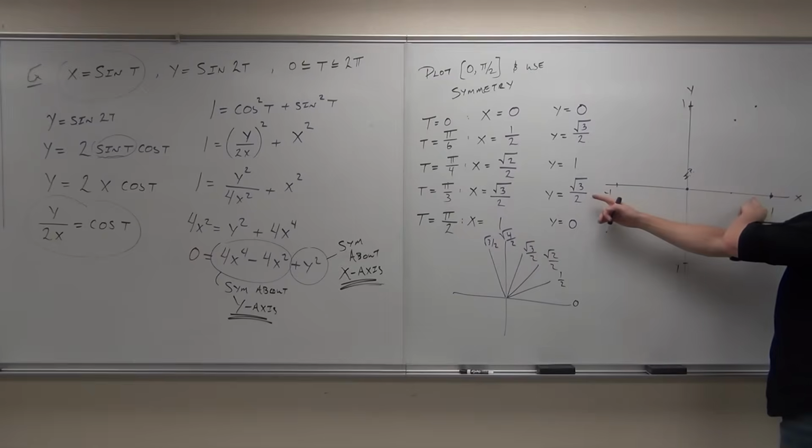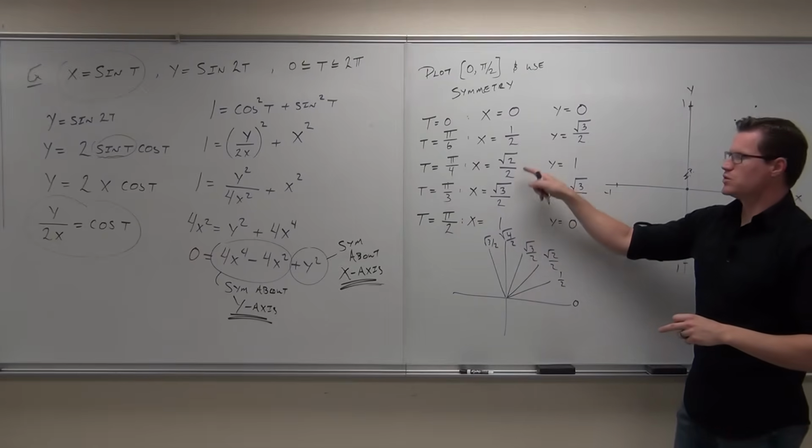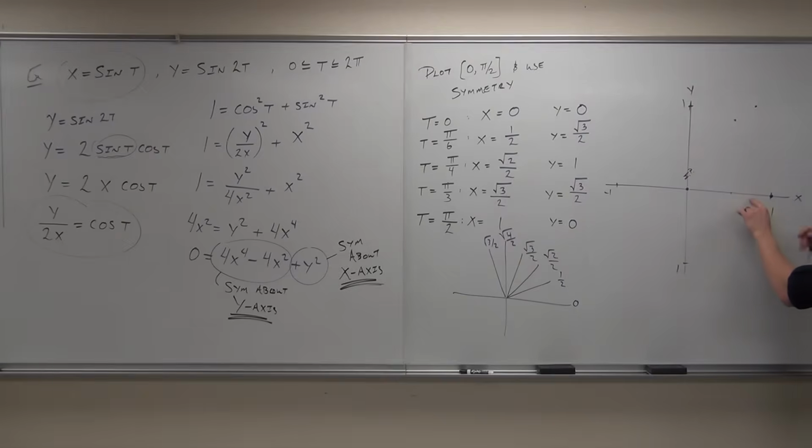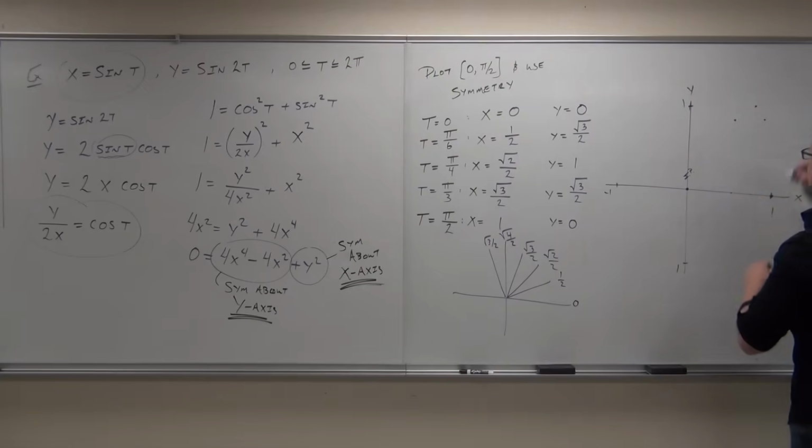How about root 3 over 2, root 3 over 2? Where's root 3 over 2 in relation to root 2 over 2? So here's root 2 over 2. Is it to the right or to the left? To the right, but not very much. Not a whole bunch. It's right about here. And then, do we go up to 1 or just under 1? Actually, the same exact level as that was.